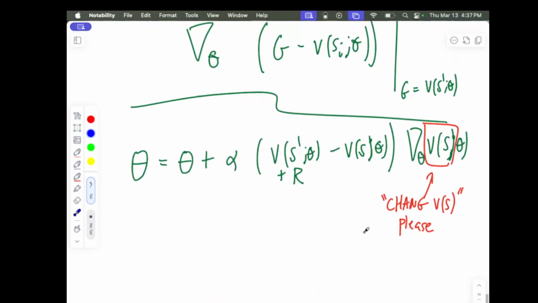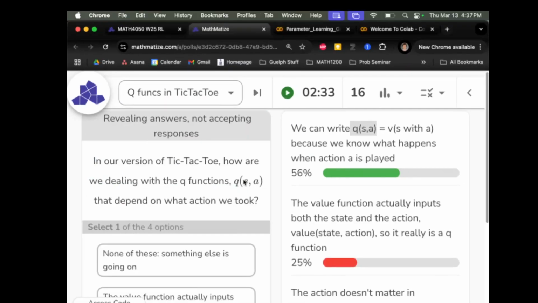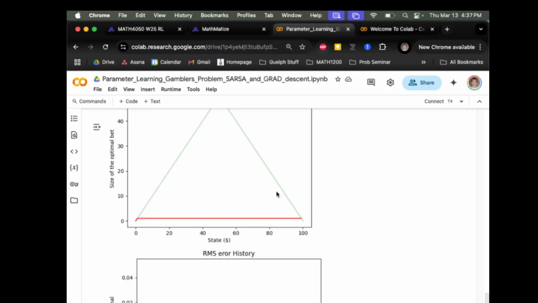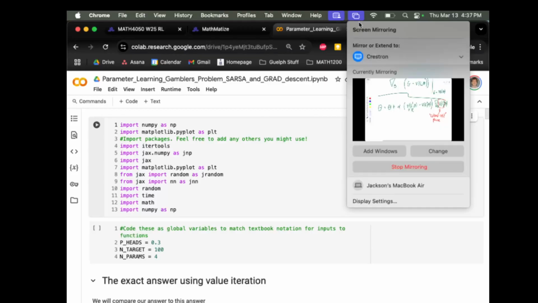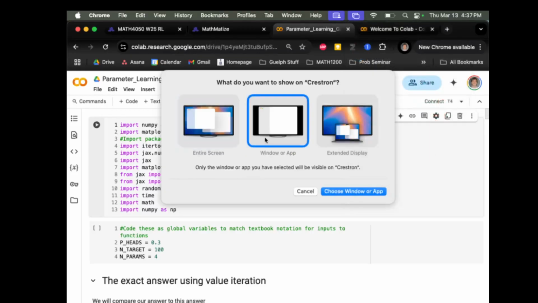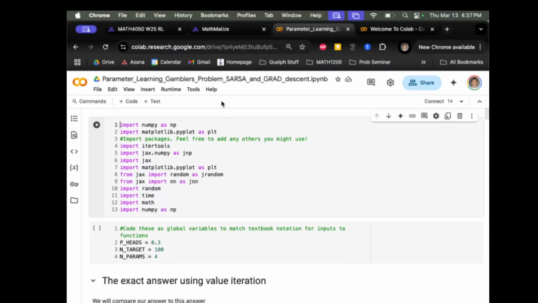Other questions or comments about this update rule? Okay. Let's see the example I was going to show you. I have to open this up here. Okay, so we're here in a Colab learning about the gambler's problem.